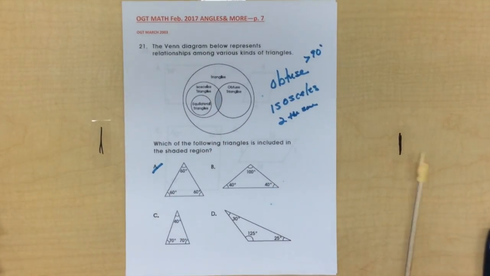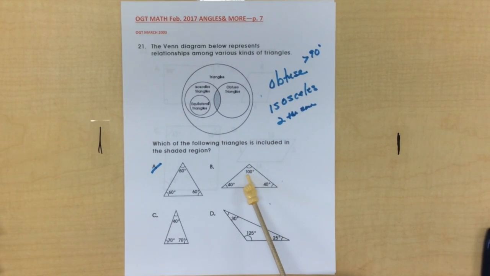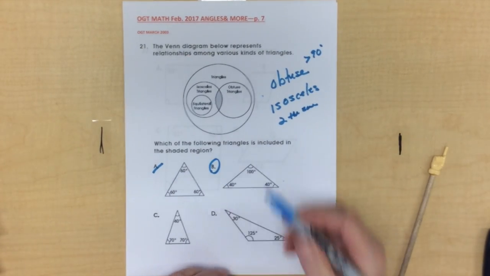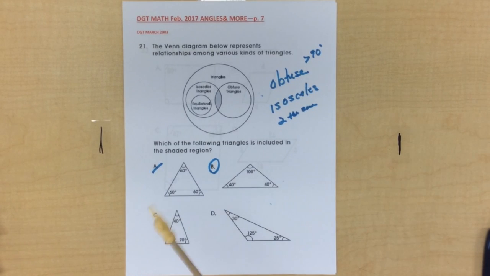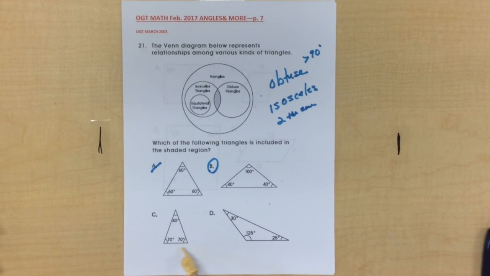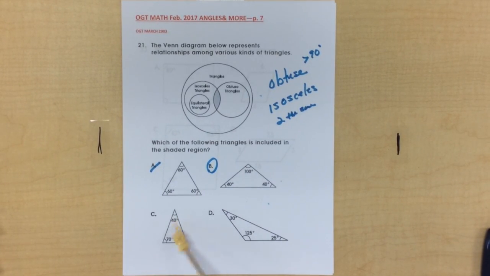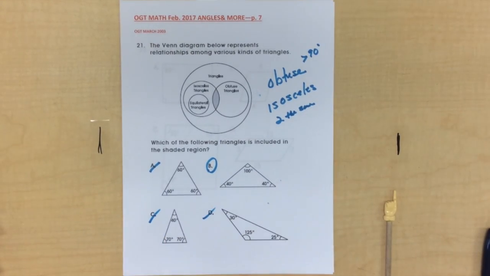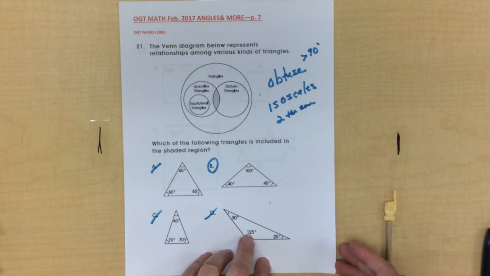I'm looking at B. I see an angle of 100, which is greater than 90, and I see 2 other angles that are the same. I believe it's answer B. Let's double check. C has 2 angles the same, but it has no obtuse angles at all. Nothing greater than 90, so it's not C. D has an obtuse angle, but the 2 other angles are not the same. So it can't be those. So I am convinced B is our picture.